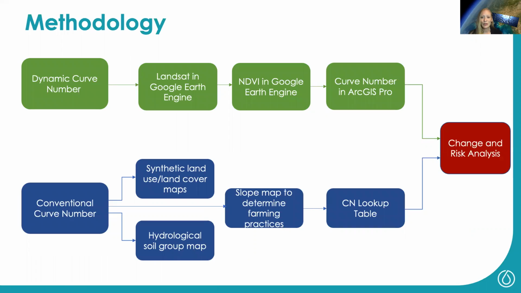The team conducted two methods of curve number calculation, both annually and with the seasonal variation. The conventional Soil Conservation Service curve number calculation method, shown in blue, uses a static lookup table and tracked land use land cover, soil groups, and hydrological condition, as well as a slope map to determine runoff changes. The dynamic method, shown in green, employed normalized difference vegetation index, or NDVI, and a known curve number equation for the area. Both methods resulted in maps of runoff risk.